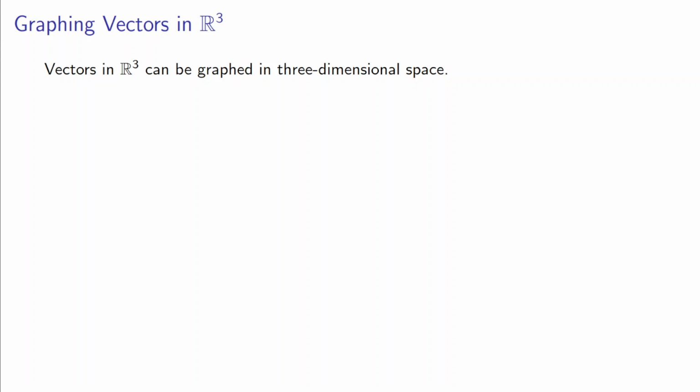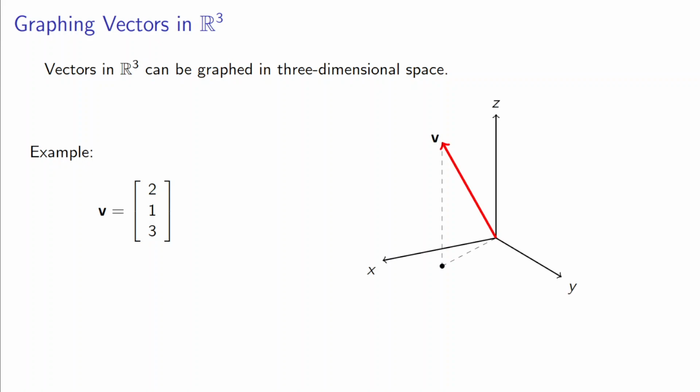We can also graph vectors in R3. So that would be in three-dimensional space. For example, the vector 2, 1, 3, again, we can graph this starting at the origin in 3 dimensions, 0, 0, 0. And then each component tells us how far to go in each direction. So an example might look something like this.